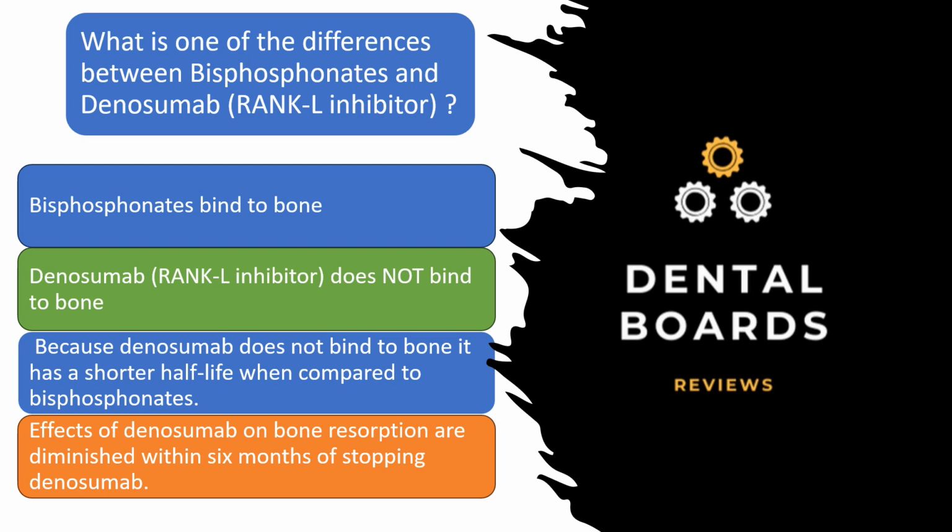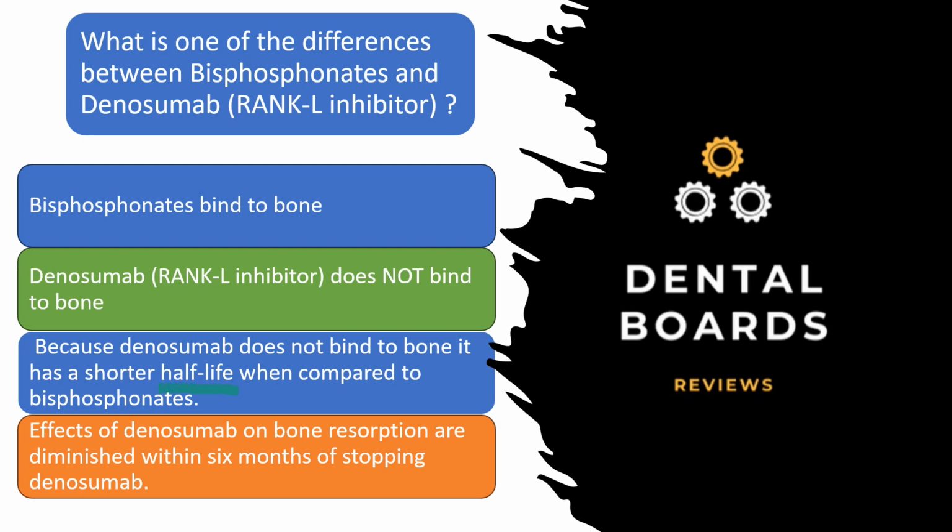What is one of the differences between bisphosphonates and denosumab, that's a RANK ligand inhibitor? Bisphosphonates bind to bone, and denosumab, which is a RANK ligand inhibitor, does not bind to bone. Because denosumab does not bind to bone, it has a shorter half-life.